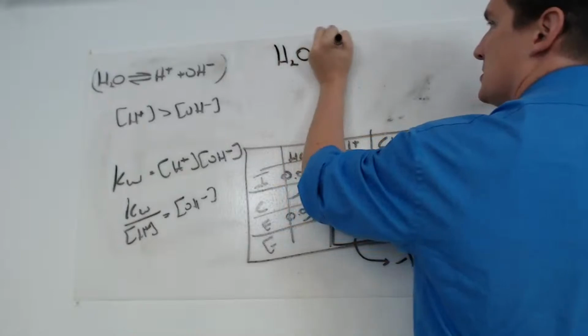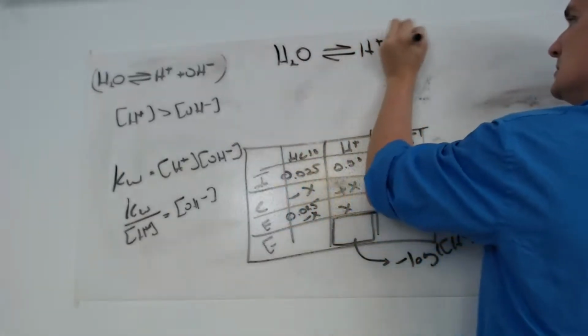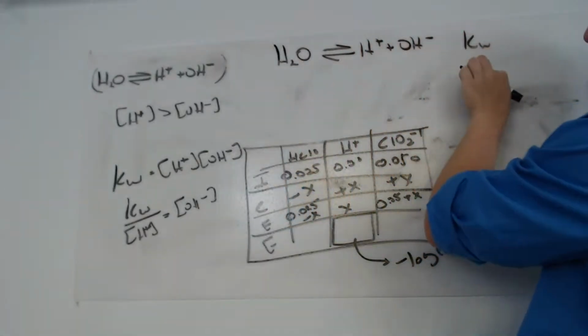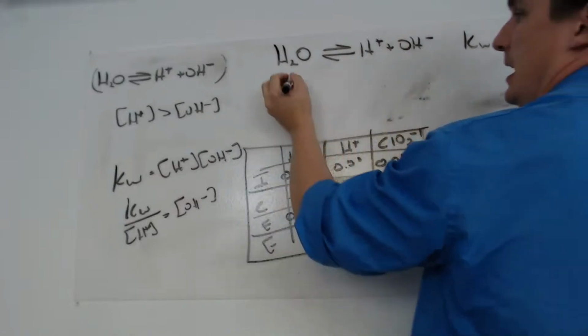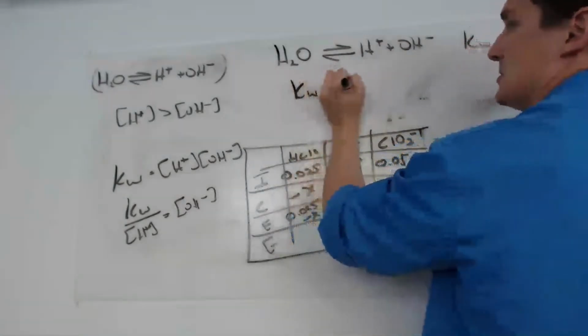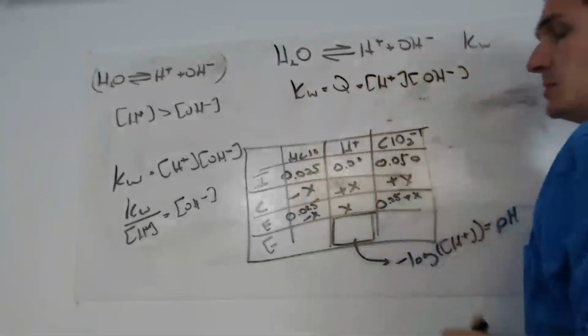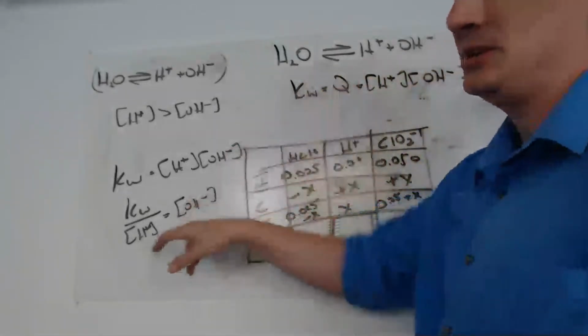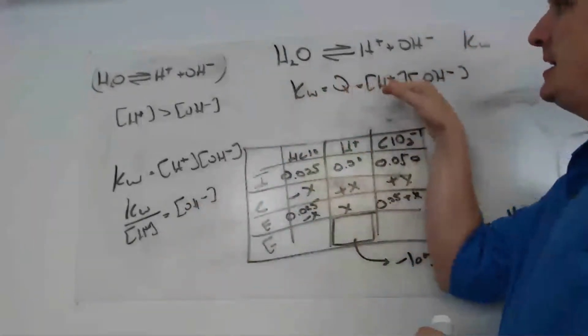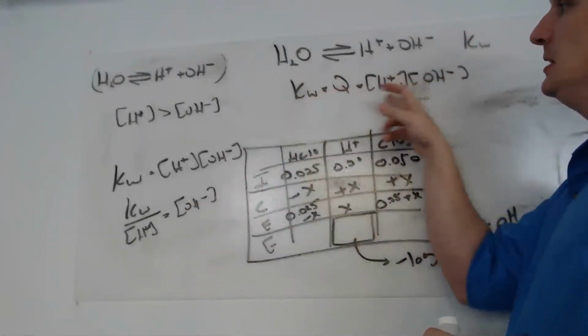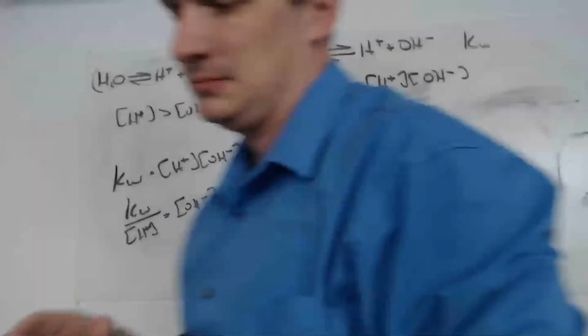So this is the auto dissociation of water with equilibrium constant Kw. At equilibrium, Kw equals Q, which is this H plus times OH minus. So that's where this relationship comes from. It's saying that at equilibrium, Q equals K, and this is your expression for Q.